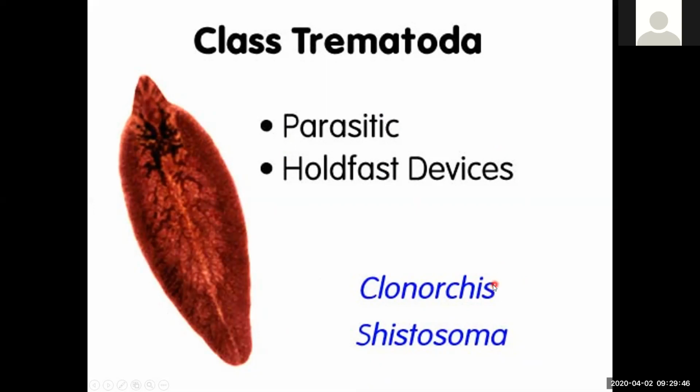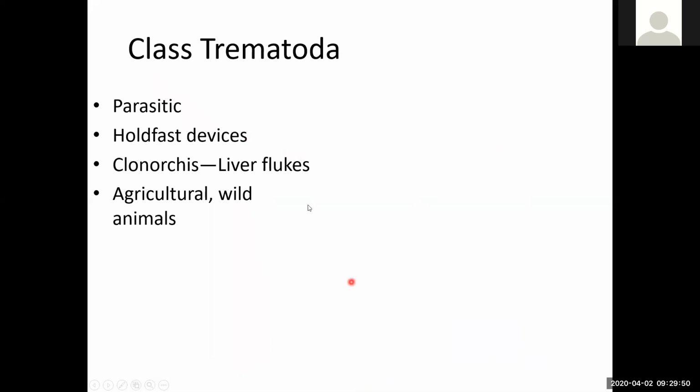Clonorchis is the liver flukes, and I have some pictures of that. These are all parasitic, and mostly they cause agricultural and wild animals a lot of issues. But once in a while, they will affect humans. This is one of the reasons why I really like the Food and Drug Administration. They make sure that we have a good amount of food and healthy amounts of food.